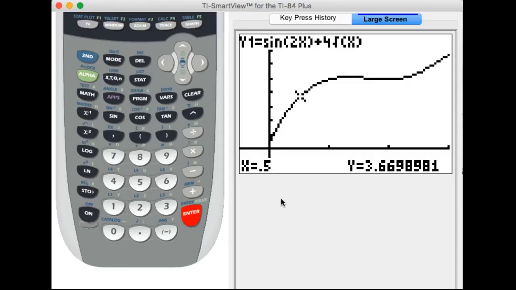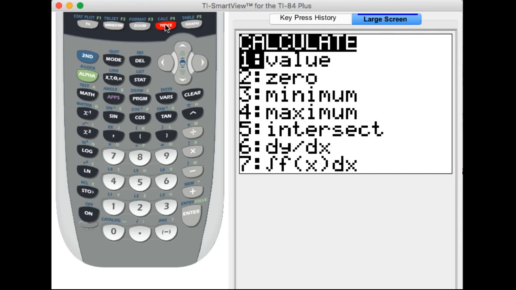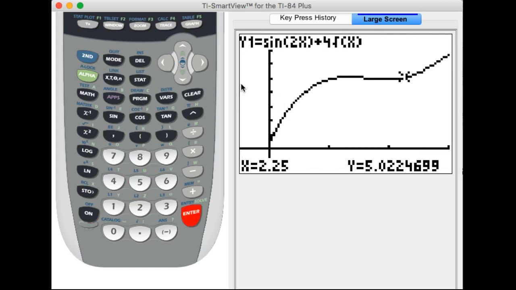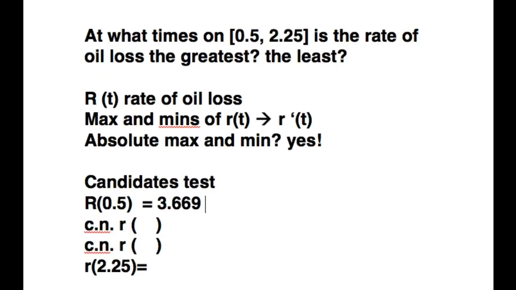And let's go back here. The other endpoint was 2.25. So now I'm going to do this again, second calc, option 1. And I'm going to hit 2.25. And I get this value here, 5.0224. Or 5.022 is enough. So I have my endpoints handled now.